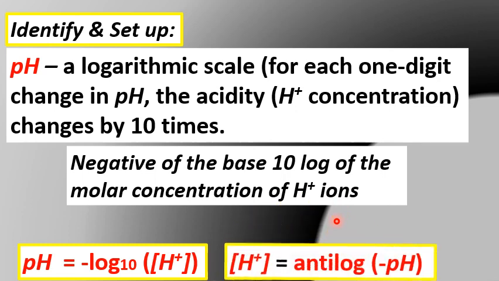And if you're doing the reverse, if you're calculating for the positive hydrogen ion concentration, denoted here by bracket, capital H with superscript positive sign, that will just be equal to the antilog of the negative value of the pH.